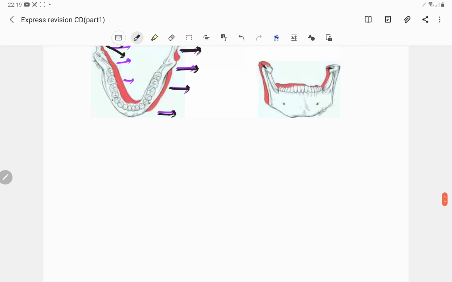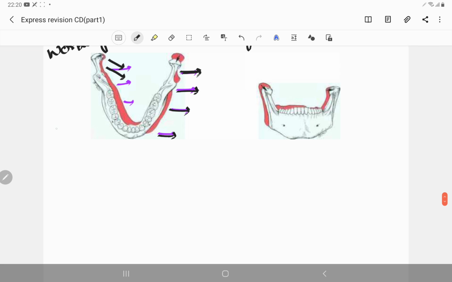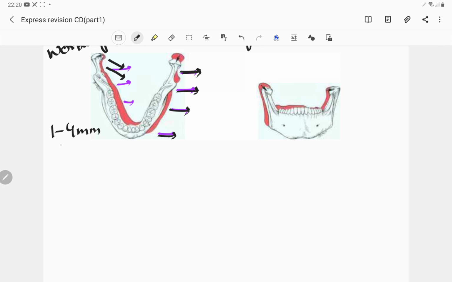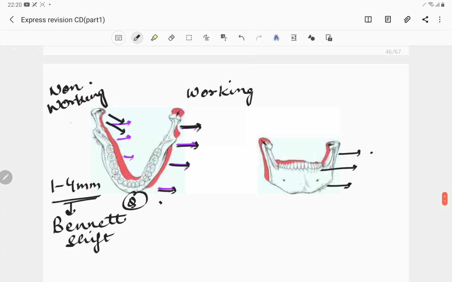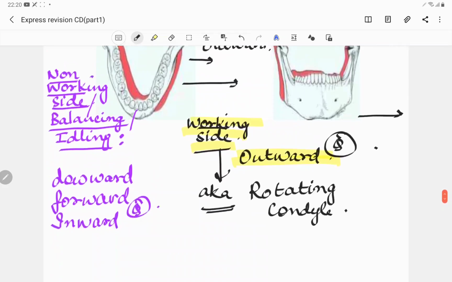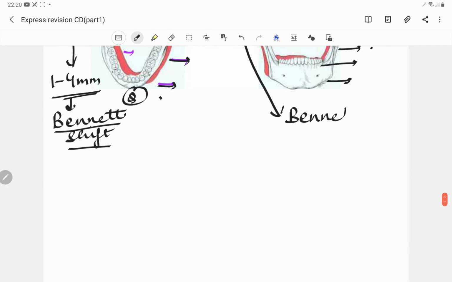So recording on the non-working side, there is going to be some shift, some 1 to 4 millimeter of shift, which we call the Bennett shift. Then there is going to be the bodily movement. As you can see here, there is going to be a bodily movement of the jaw because of the lateral translation on the working side. So on the non-working side we have the Bennett shift, and on the working side we have the Bennett movement.